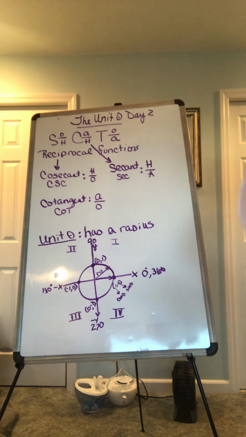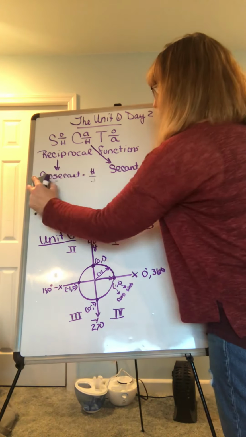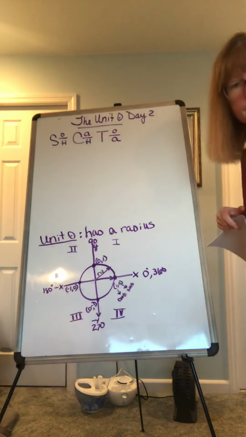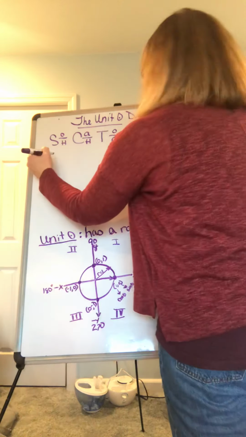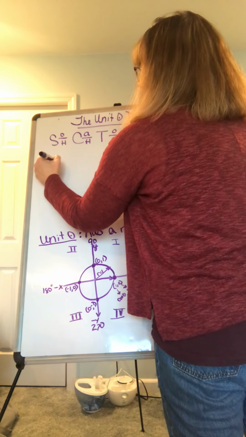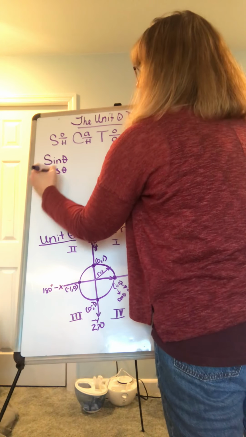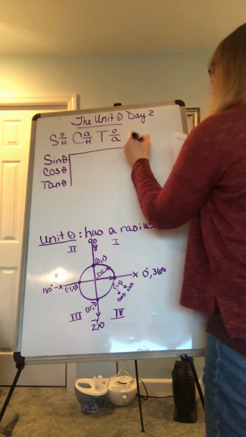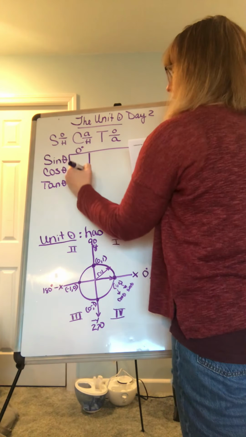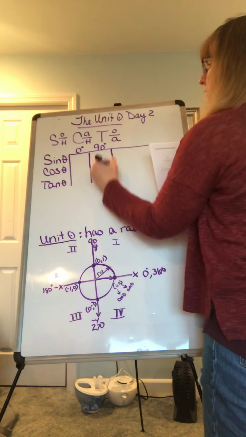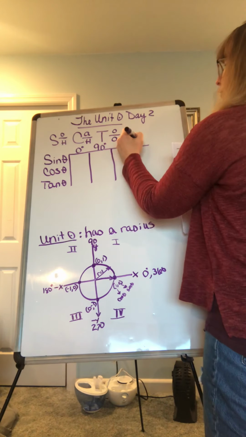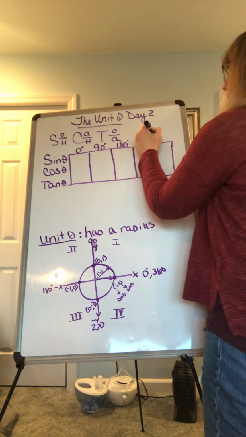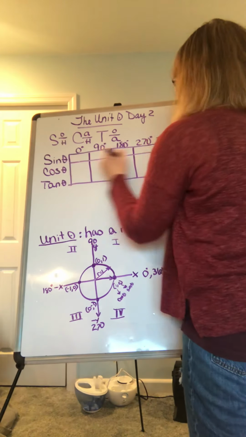Now, hopefully you wrote this down, I want to make a little table for this. From this table, let's make a sine of theta, a cosine of theta, and a tangent of theta. And we're going to go across, and we're going to have as our headings 0 degrees, 90 degrees, the quadrantal angles, 180 degrees, the 270, and then back to 360. And here would be our values.